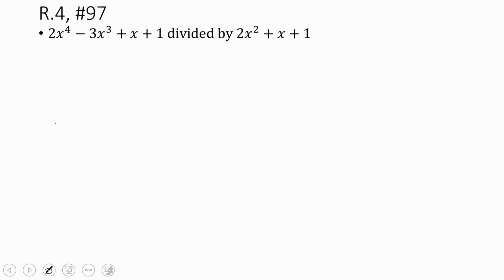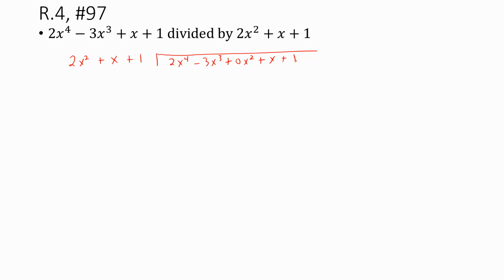Okay? All right, this last problem here, number 97, division problem. Your dividend is 2x to the fourth minus 3x to the third. We're adding in the missing term of 0x squared plus x plus 1. And then I'm going to go through my long division process, starting with first term divided by first term to see what goes up top.